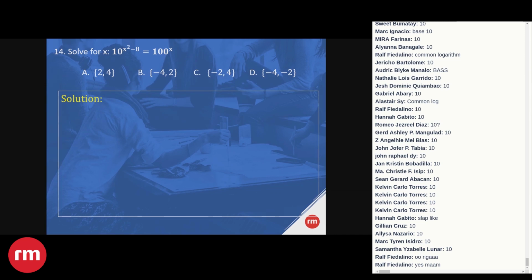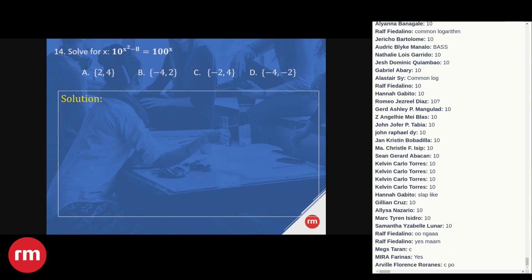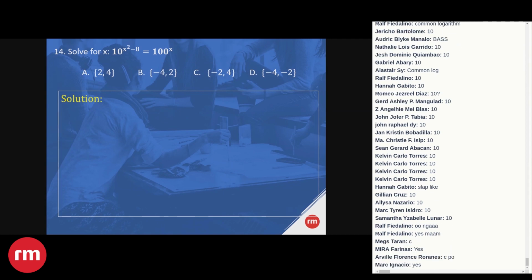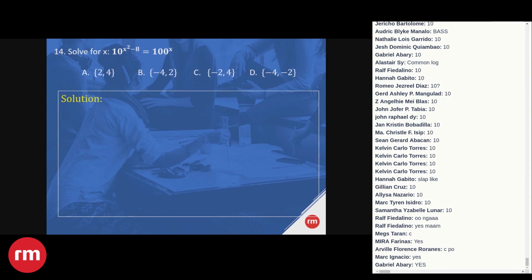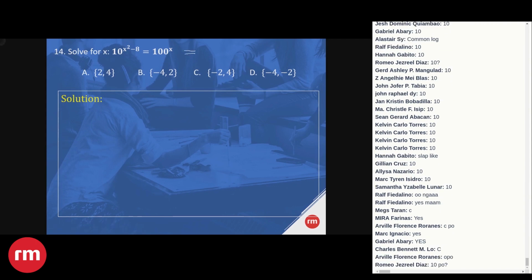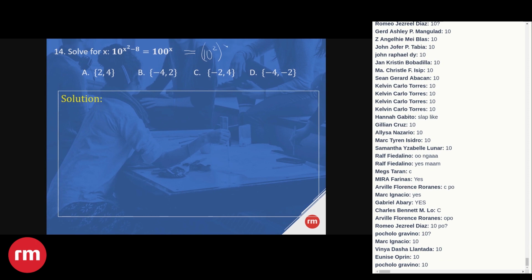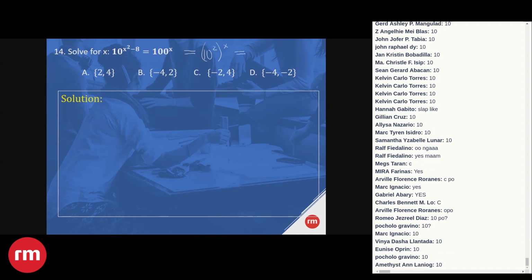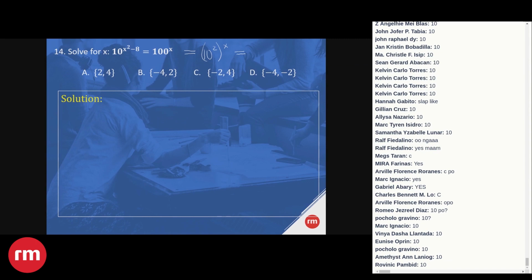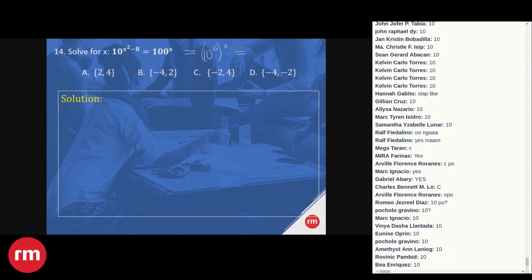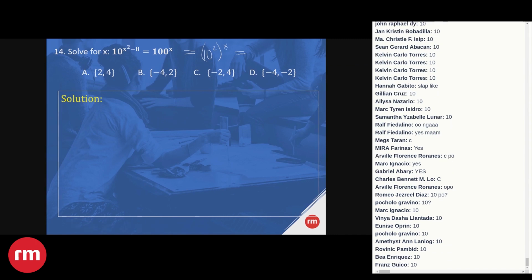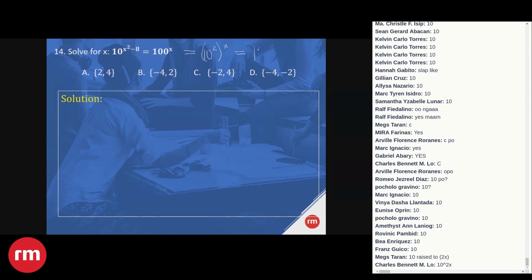Okay, so if it's possible to write the two terms with the same base, obviously ang base natin ay 10. Kasi itong 100, pwede niyong isulat na 10 squared. Tama no? So 10 squared raised to x. At kung maalala nyo on laws of exponents, kapag if you have a term raised to another exponent, you multiply the two numbers. So this is equal to 10 raised to 2x.